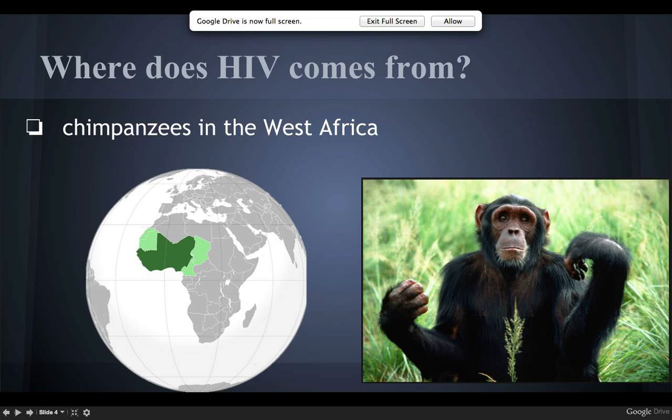So where does it come from? Scientists identified a virus in chimpanzees in West Africa, and they believe that when humans hunted the chimpanzees for meat, the blood got in contact with theirs. First it started in Africa and then spread to the whole world, and the first person infected was in 1959. And they didn't know why. It's still unknown.